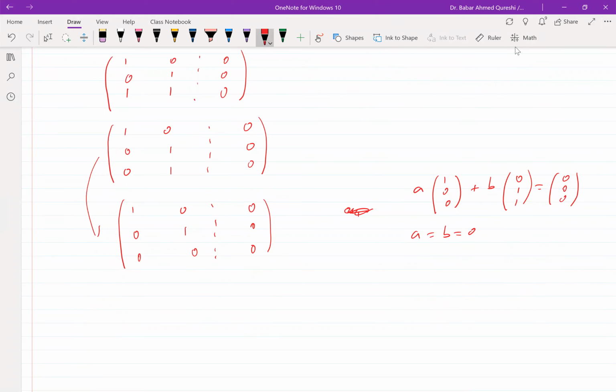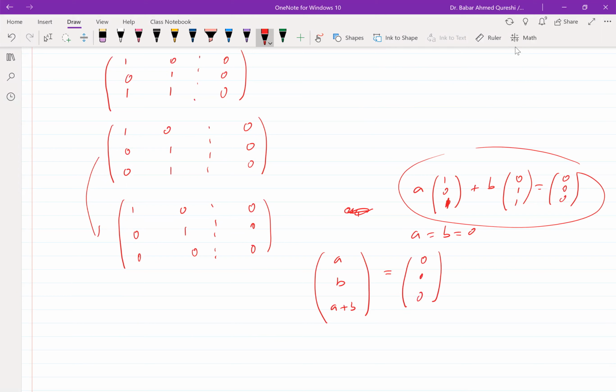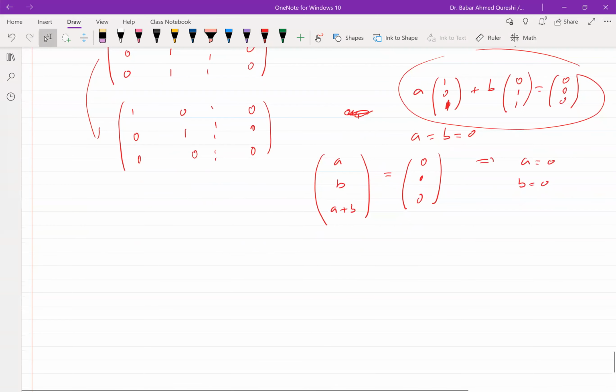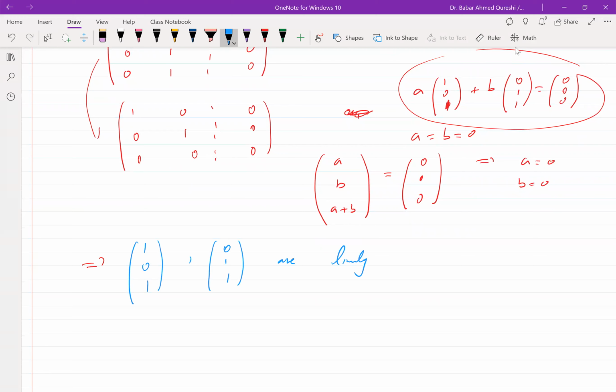You could have found it out in a much easier way. If I add it up and write it, I get A, B, sorry, this is a one, and A plus B is equal to 0, 0, 0. So that implies A has to be 0 and B has to be 0. So the only linear combination which gives you the 0 vector is when the coefficients are 0. So 1, 0, 1 and 0, 1, 1 are indeed linearly independent. With practice, you can just look at these vectors and tell if they are going to be linearly independent or not.